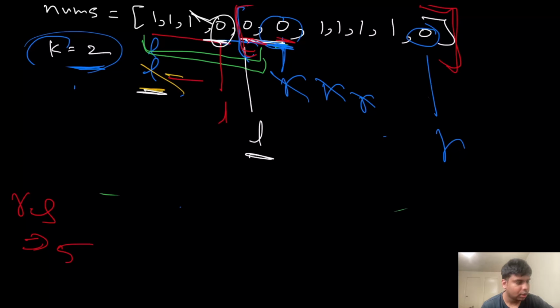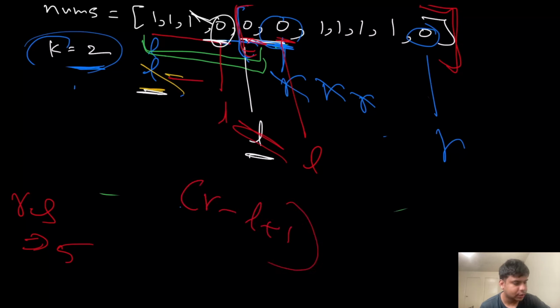It is invalid. So again you need to move your L one 0 after the previous L, because you want the number of zeros to be equal to k. So our L will be moved here. Now what is the size of this window? If you do R minus L plus 1, what is the size of the window? 1, 2, 3, 4, 5, 6. 6 is greater than 5, update it to 6. So final res will be 6.